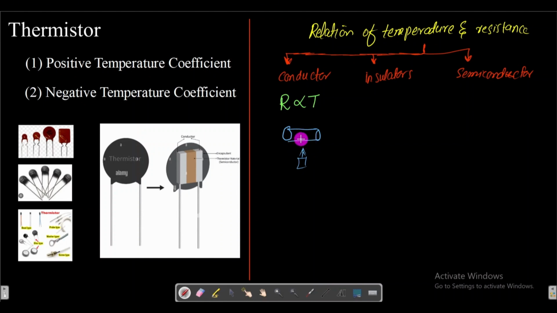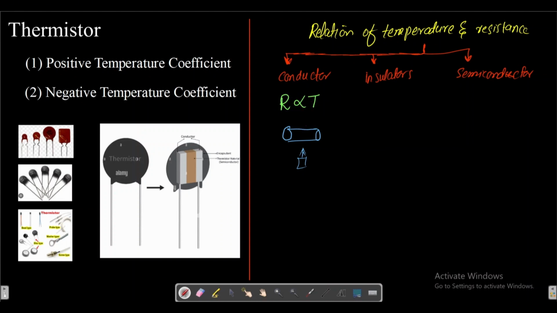Their vibration is more, and due to the more vibration, the probability of collision of the free electrons with the atoms or other free electrons will be more. Therefore during collision heat is produced, and that heat is called resistance. So by increasing the temperature, the resistance of the conductor is increased. So this is the case for the conductor.